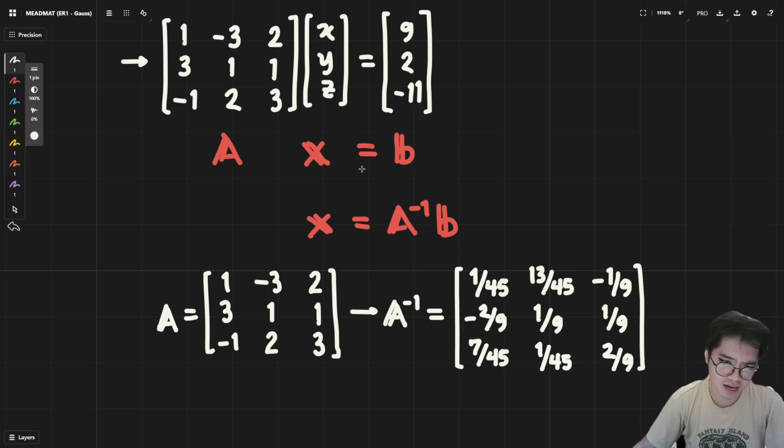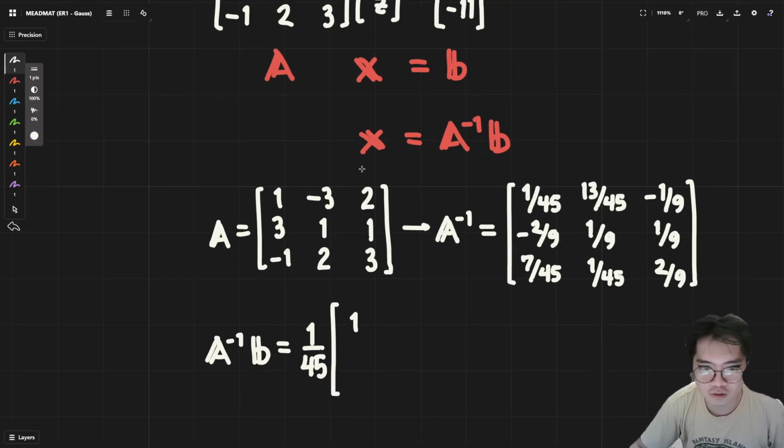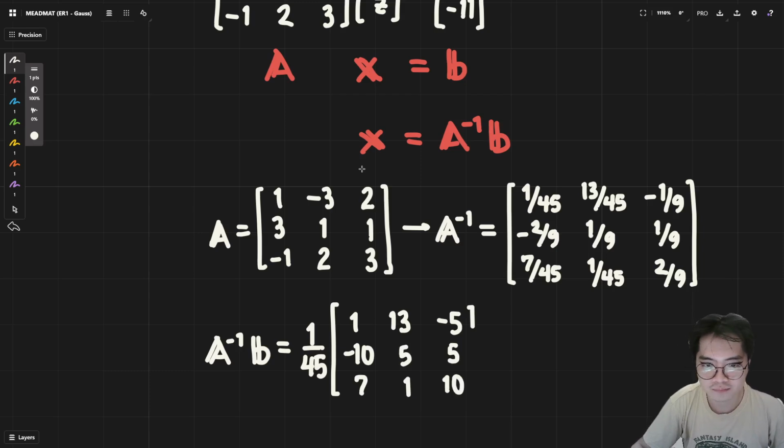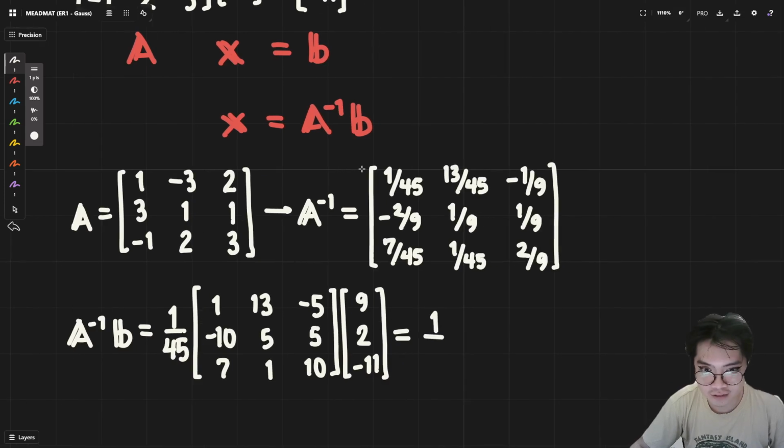I can kind of see how it's 45, but I don't have the patience to do that, right? But again, the process should be internalized. And then let's try and put that to the test and multiply it by b. So we will have basically in here 1 over 45. I will pull out the 45 everywhere. This will just be 1, 13, negative 5, negative 10, 5, 5, 7, 1, and 10. Then we will multiply it with b, which is 9, 2, negative 11. 1 over 45.